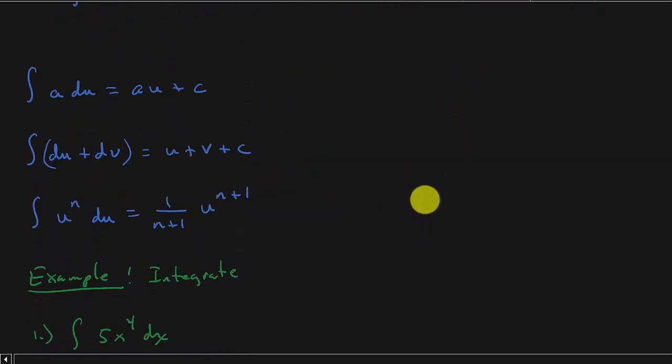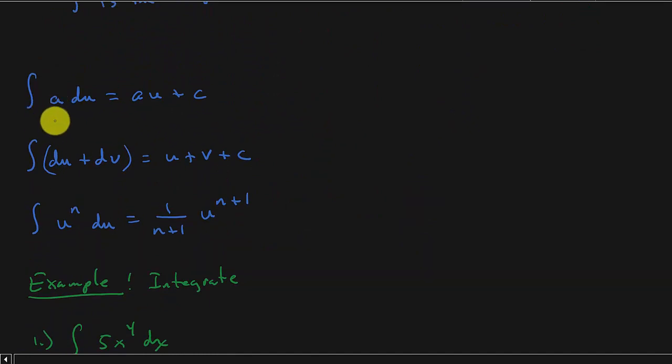All right, so let's look at this. This right here, we have the integral of a. A is a constant. So anytime you take the antiderivative of a constant, it's just the constant times whatever your variable is. That's this du. It may be du, dx, dt, whatever. That tells you what your variable is. So it's just the constant times the variable plus the arbitrary constant c.